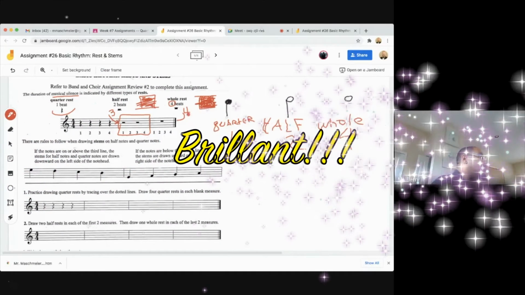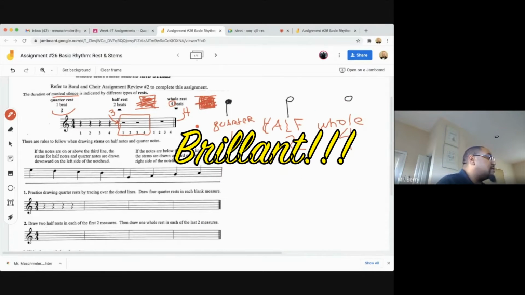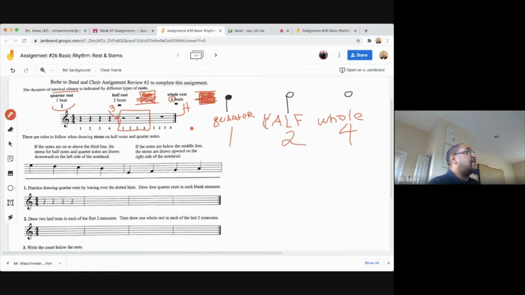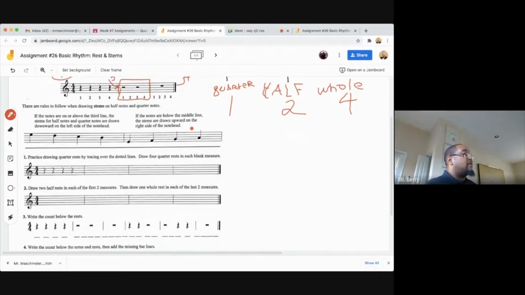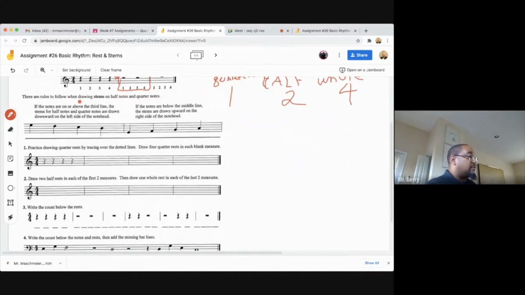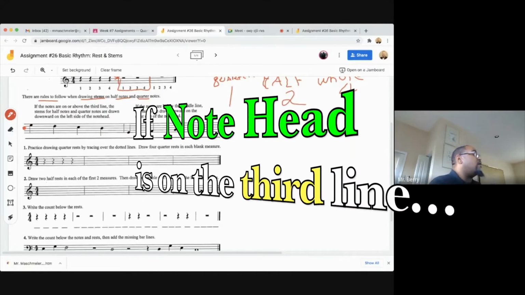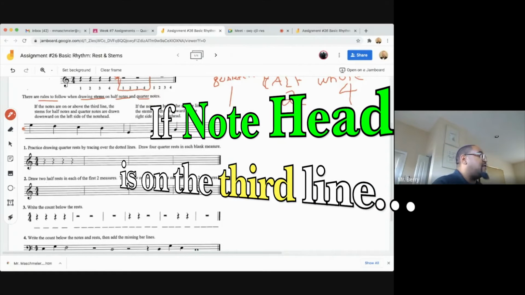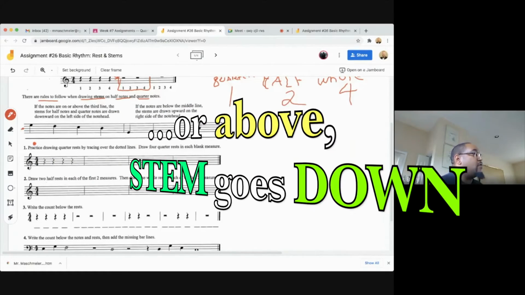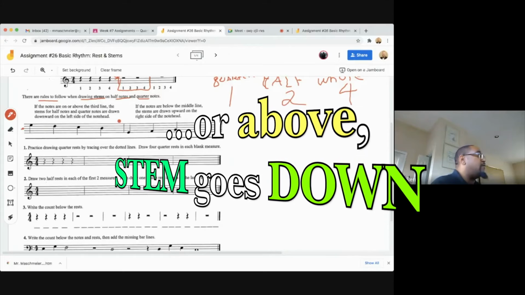Okay, we're going to revisit this in just a second, but let's look at something slightly different. The next thing that we're going to be reviewing are stems. So let's read what it says. It says there are rules to follow when drawing stems on either a half note or a quarter note. If the notes are on or above the third line, the stem for a half note or for a quarter note are drawn downward on the left side.